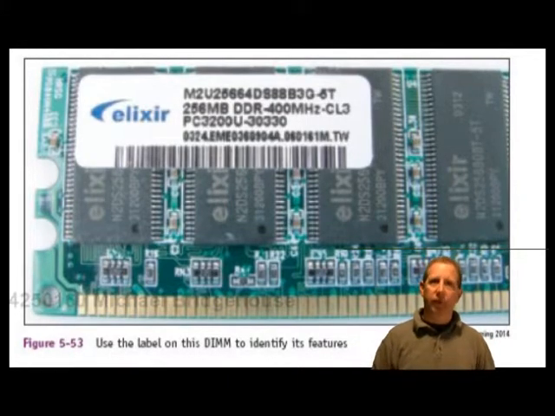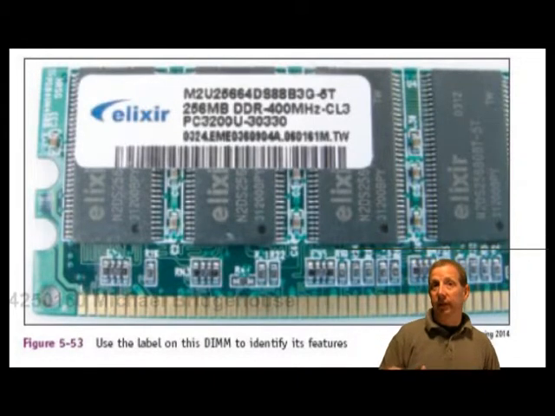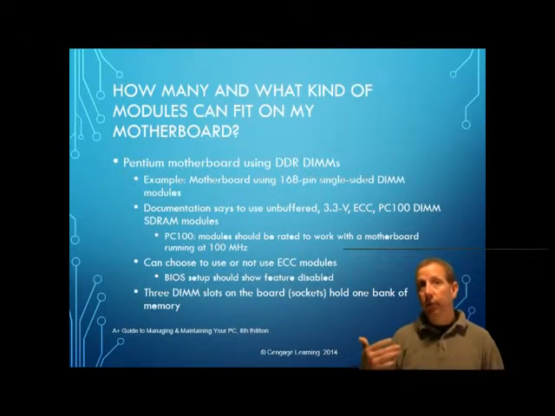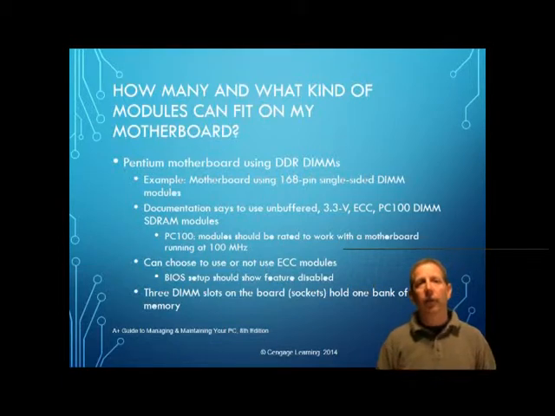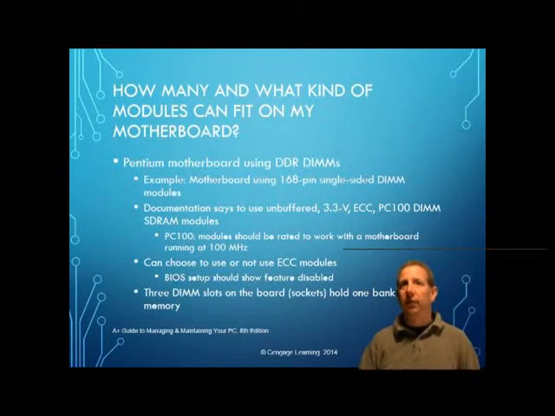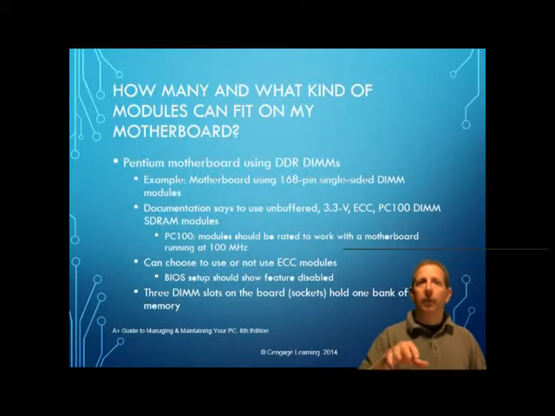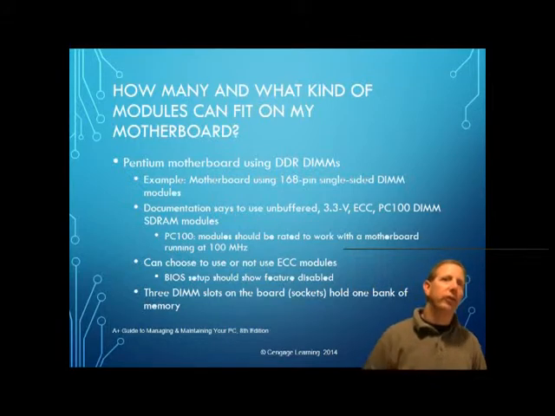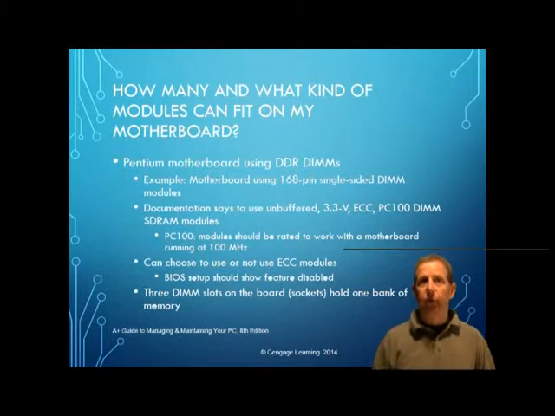Now, the Pentium motherboard using SDRAM DIMMs, our last DIMM example, uses an older SDRAM DIMM. Now, the Pentium motherboard uses a 168-pin single-sided DIMM module, and the documentation says to use unbuffered 3.3 volt ECC PC100 DIMM. Now, the PC100 means that the modules should be rated to work with a motherboard that runs at 100 megahertz. Now, you can choose to use ECC modules. If you choose not to, the BIOS setup should show the feature to be disabled.